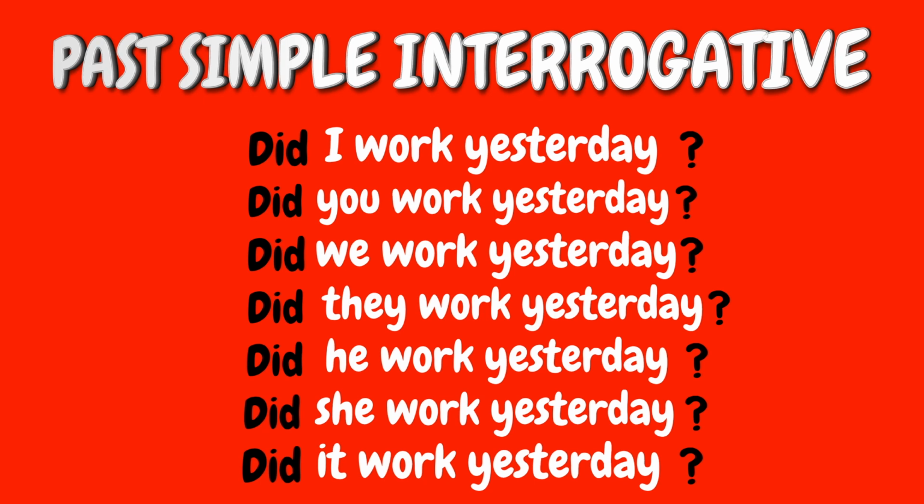As you can see, we use the same auxiliary verb did for all the pronouns. We use did for I, you, we, they, he, she, it. So we cannot change the auxiliary verb for he, she, or it. It's the same auxiliary verb, no change.